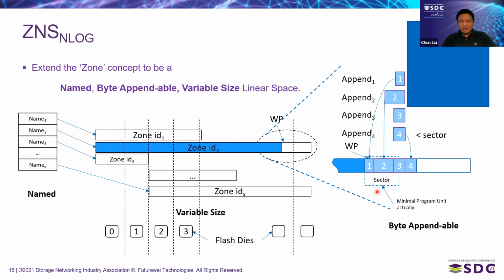For byte level append, let's look at an example. We have 4 appends. Each is smaller than a sector. We can stage all the partial appends in a buffer until the buffer contains enough data to fill a sector. At such point, we can flush the buffer to actual NAND.